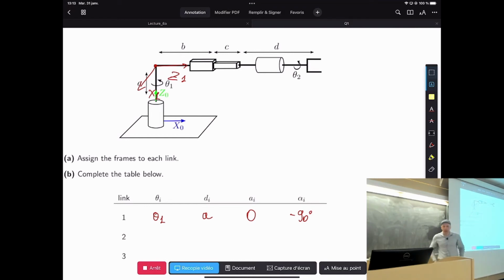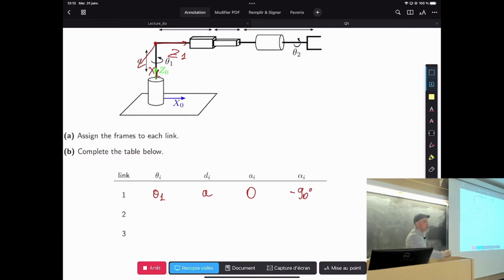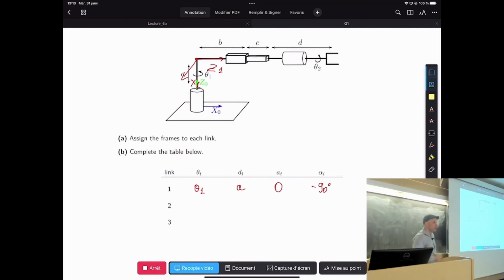What's link 2 there? Where do we place the second frame? At the end of B, that works as well, right? Or the end of C, or in the middle, it doesn't matter. All right, so where are you going to put it? Let's put it over here. In which way does Z2 go? Along the actuation of the next joint, so it goes like that. That's Z2, and then X2 parallel to the other X, right? Because if it goes in the other direction, they can never align.